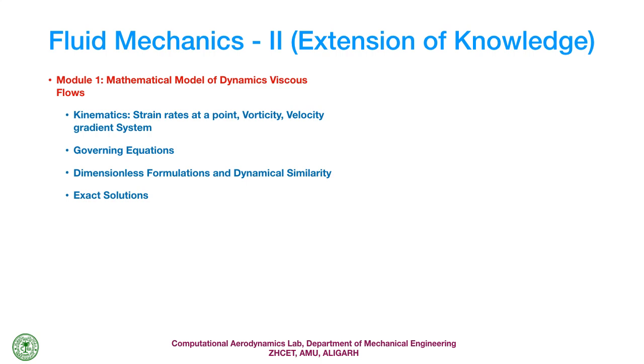So the most basic thing in a fluid system is the strain rate. So how you are going to write down the strain rates? The strain rates can be divided into 2 parts: the longitudinal strain rates and the shear strain rates. And how to relate these strain rates with vorticity, that we will be telling you. And the final thing is the velocity gradient system. We will use these strain rates to develop the governing equations, that is the mass conservation equation and the momentum conservation.